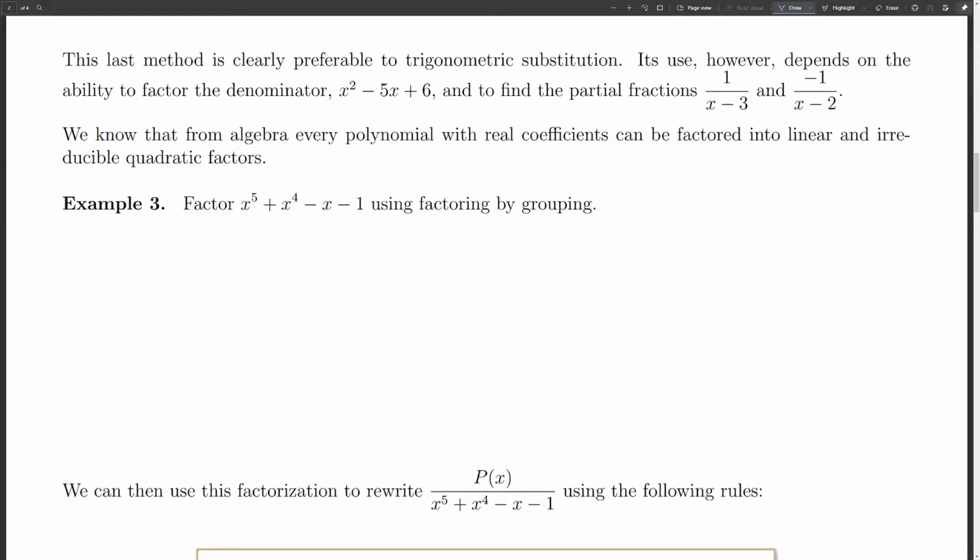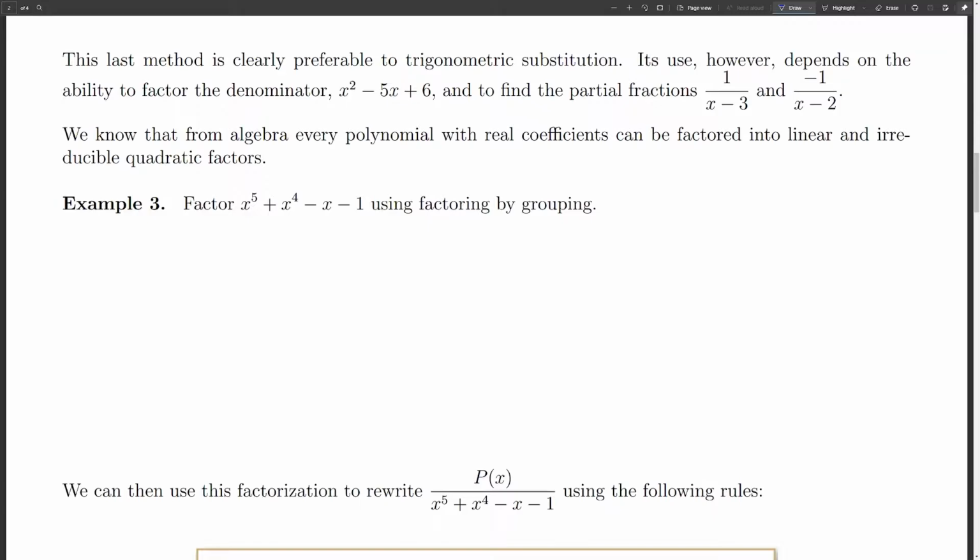The method in the previous videos is clearly preferable to trigonometric substitution. However, in order to use it, we need to know how to decompose that fraction 1 over x squared minus 5x plus 6 into the partial fractions 1 over x minus 3 and negative 1 over x minus 2.